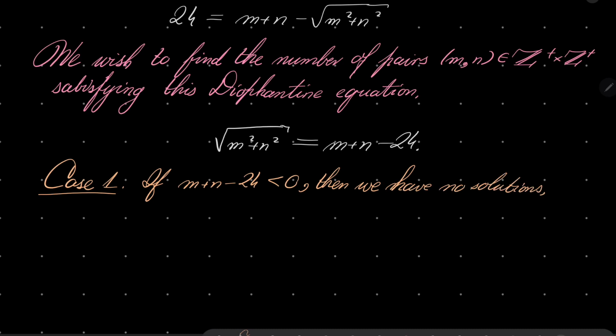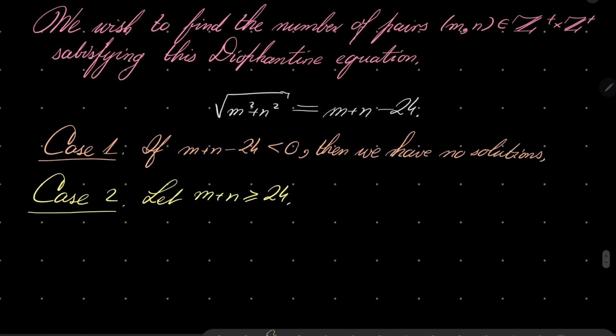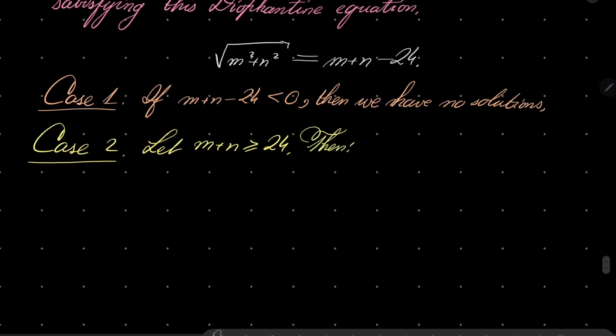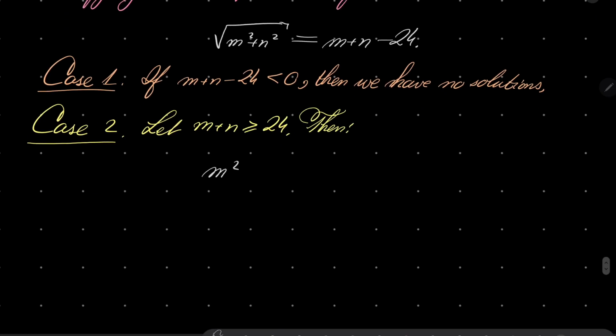Case number 2, interesting for us. Let m plus n be greater than or equal to 24. Then we can do the following. We can raise both sides to the second power, so we have m squared plus n squared equals (m plus n minus 24) squared. And let's expand it.